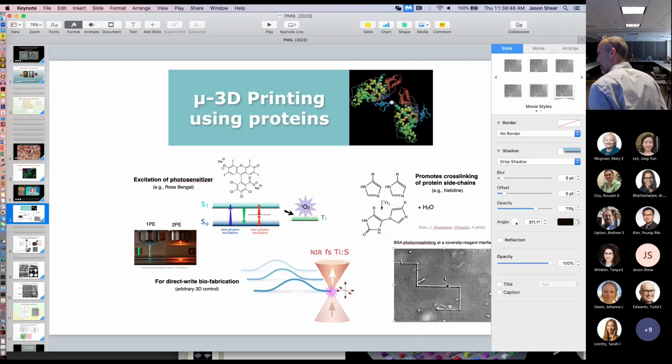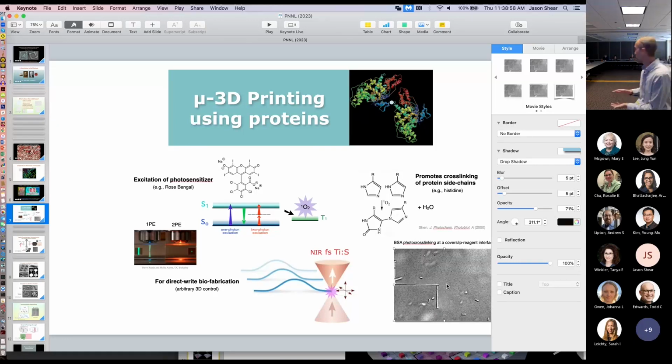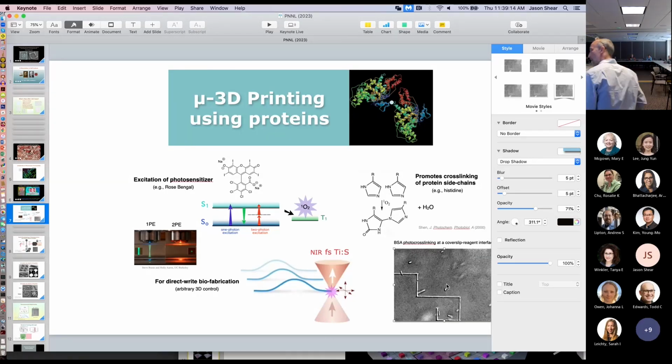So this shows the ability in real time to modify these cellular environments. These are E. coli that are scooting along a cover slip. On top of that is our solution containing bovine serum albumin and rose bengal. And what you can see my student Brian doing is basically an etch-a-sketch where he's fabricating photocrosslinked BSA at the interface of the cover slip and the reagent solution.